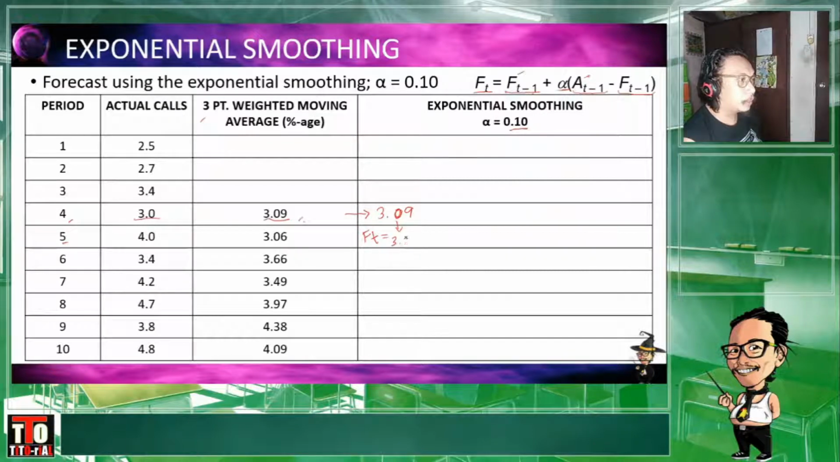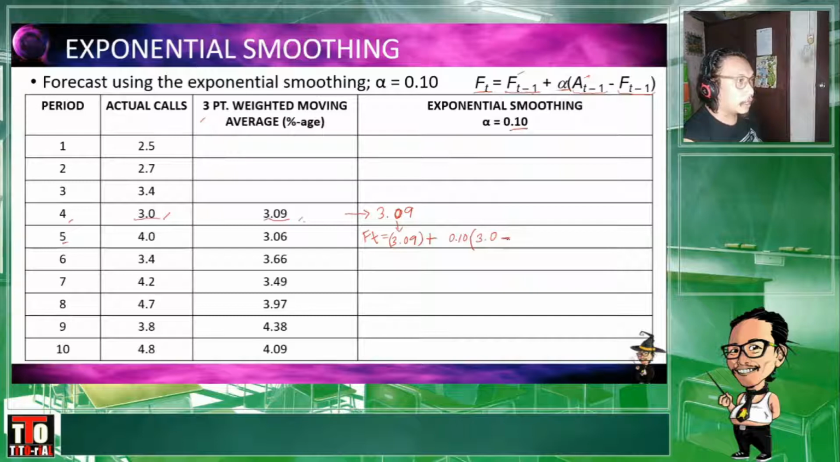So, 3.09. Okay? 3.09. Bigyan natin ng parenthesis para may hiwalay natin sa formula. And then, plus, ang smoothing constant natin ay 0.10 or 0.1. Tapos, may open parenthesis na naman tayo. So, nakalagay is yung actual data natin. So, ang actual data natin, guys, is ito. Actual data natin for period 4, which is 3 or 3.0.